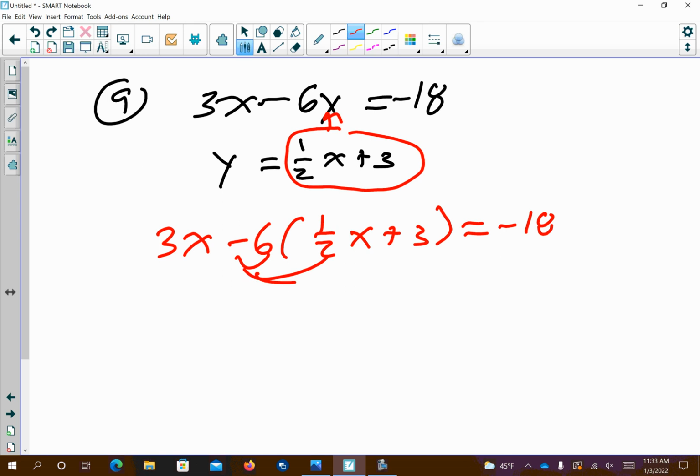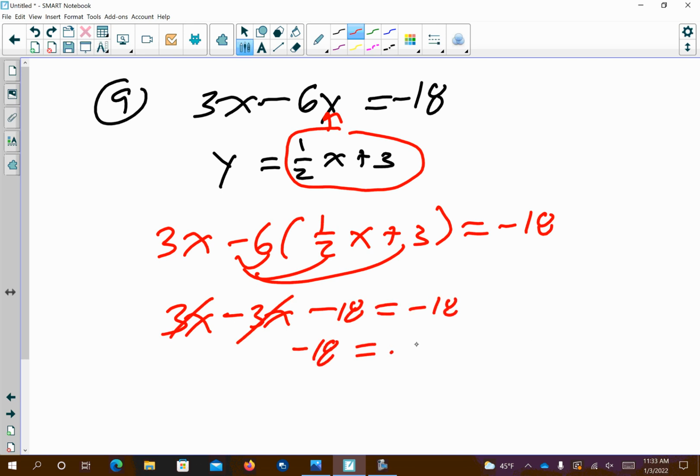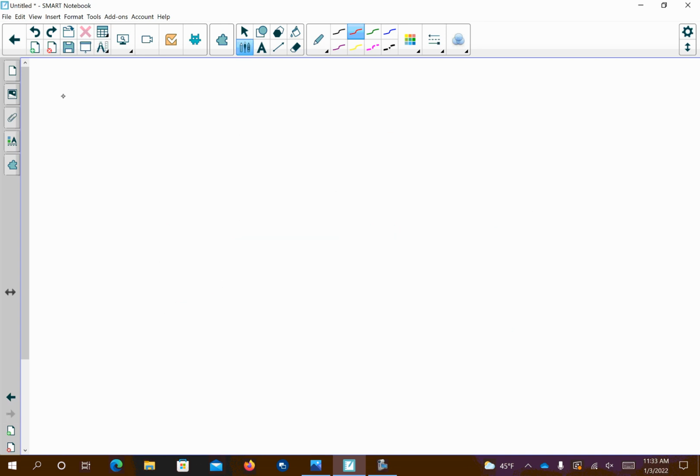Distribute the negative here and here. So -6 times half is -3x. -6 times 3 is -18. Ooh, something happens here. Those cancel. Is -18 equal to -18? That's true. So that means, and there's no x's or y's. They all fell out. So we have infinite solutions on that one. Number 11.